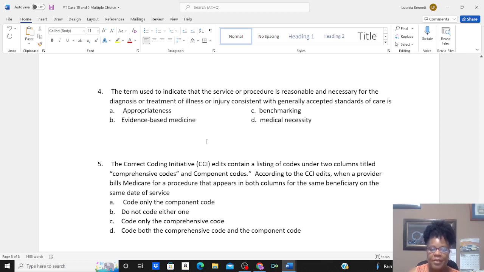And number 5, the Correct Coding Initiative, CCI edits, contain a listing of codes under 2 columns titled Comprehensive Codes and Component Codes. According to the CCI edits, when a provider bills Medicare for a procedure that appears in both columns for the same beneficiary on the same date of service, do you code only the component code? Do you not code either one? Code only the comprehensive code? Or code both the comprehensive code and the component?